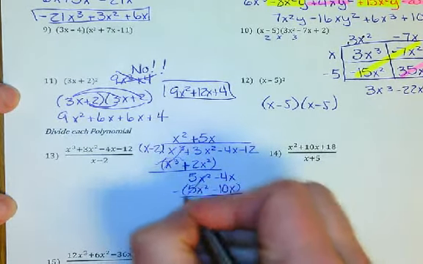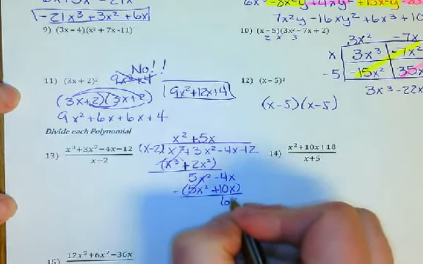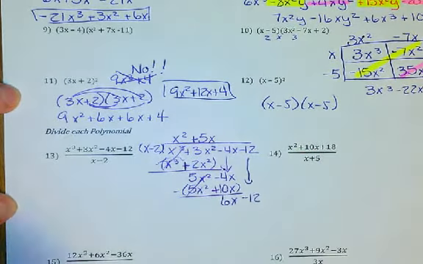Again, I'm going to subtract these. These will cancel out. This will turn into the opposite, so a positive. So now I have 6x, and then I'm going to drop the negative 12, just like I dropped that there.